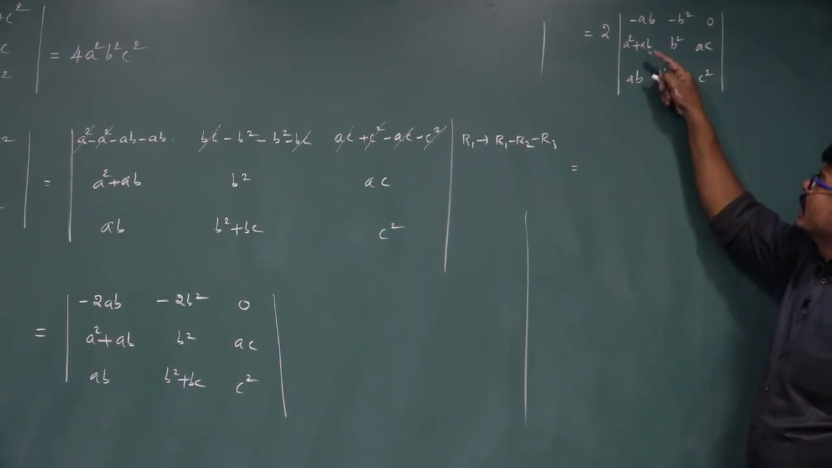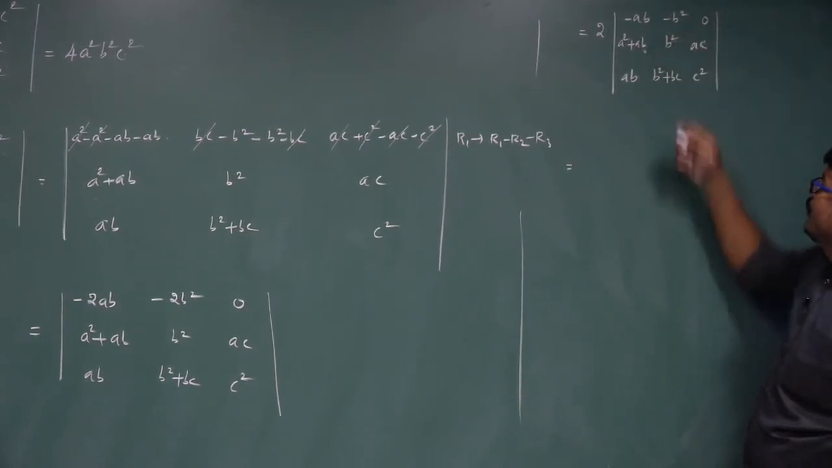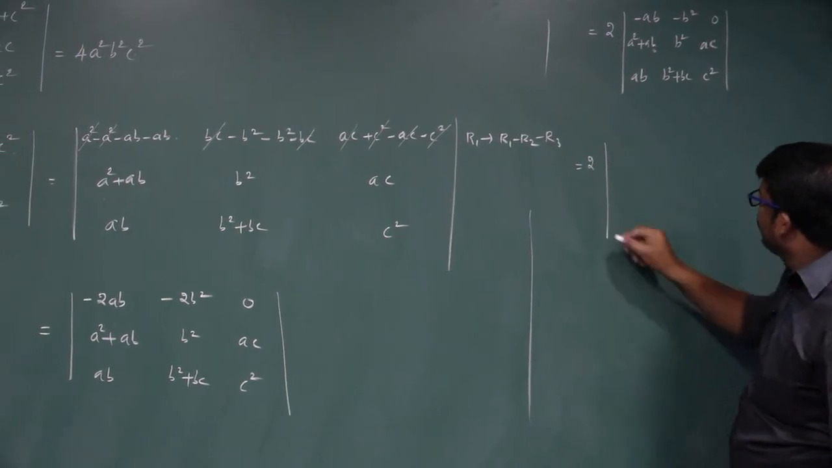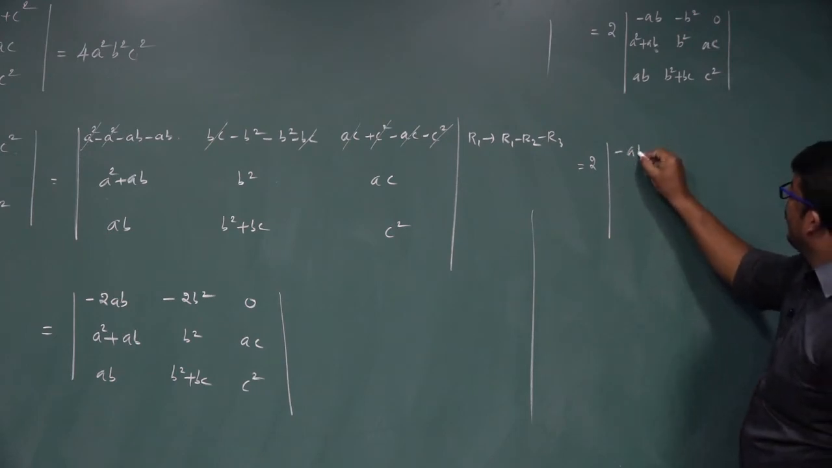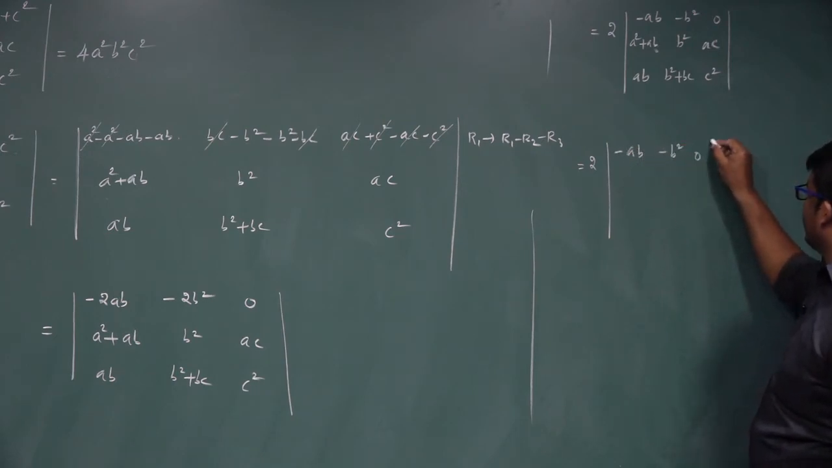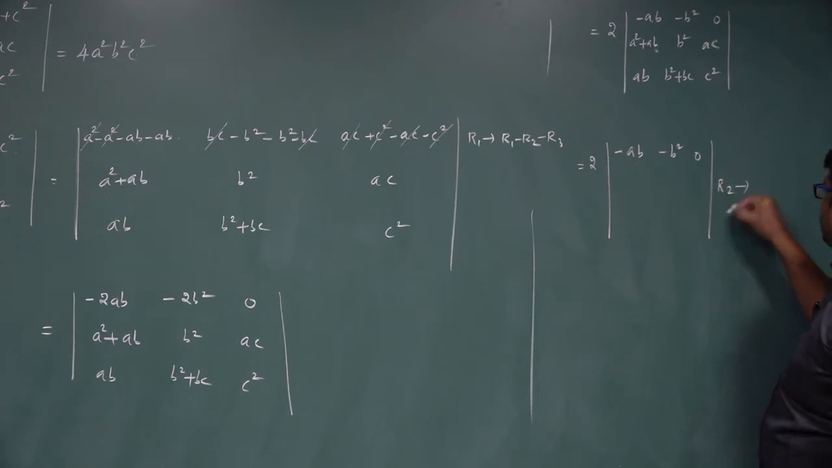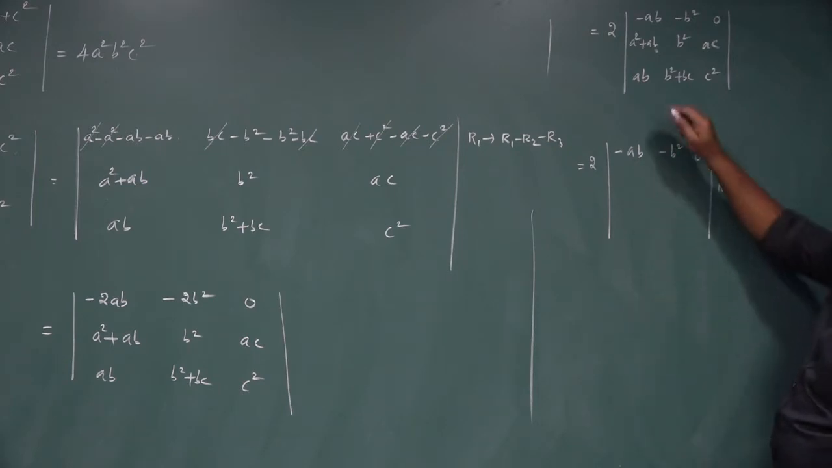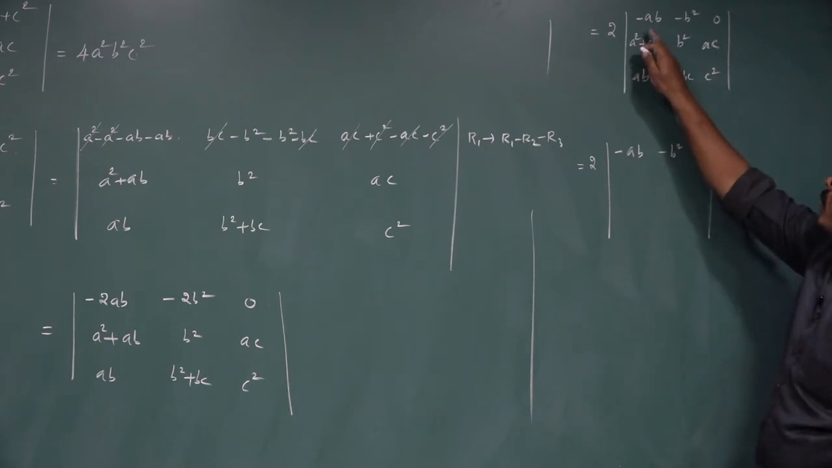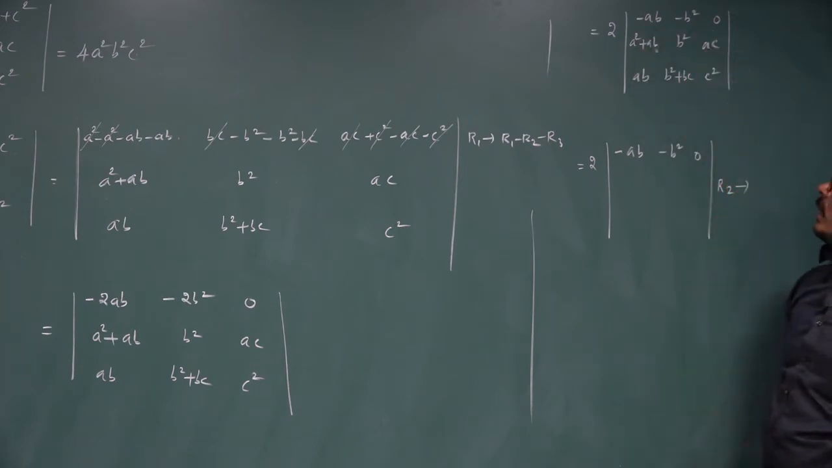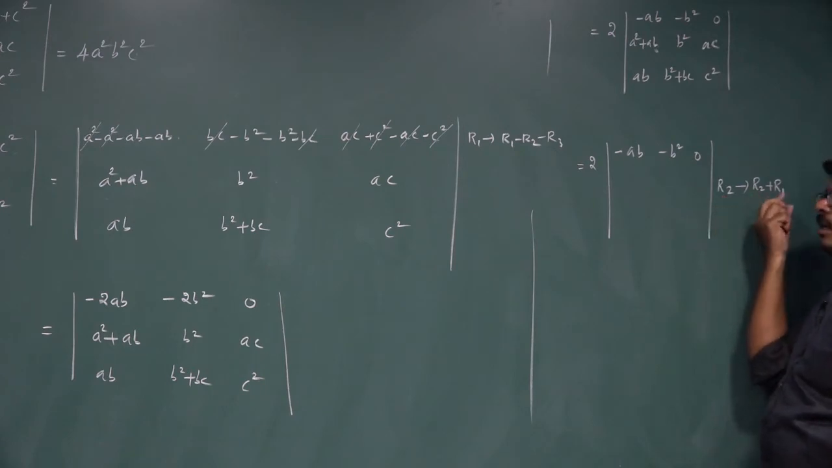Now the next determinant reduces the given determinant. Next, 2 times half, the first row is as it is, minus AB, minus B square, 0, and R2 we can write A square plus AB. Add the 2 rows, R2 plus R1, plus AB minus AB cancel. Next one, B square minus B square cancelled. R2 gives R2 plus R1. You can write R2 is R2 plus R1.